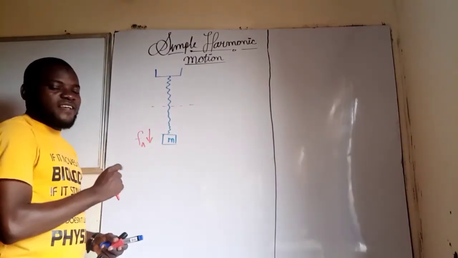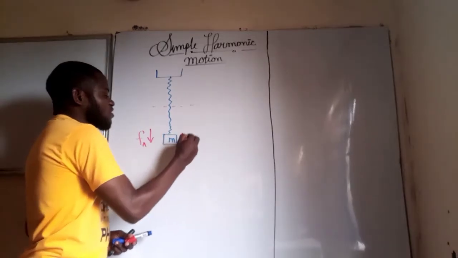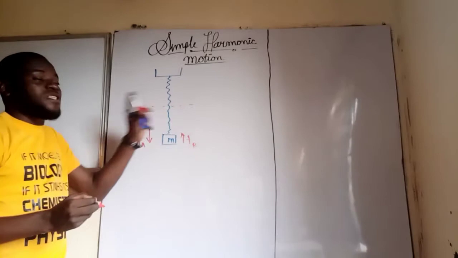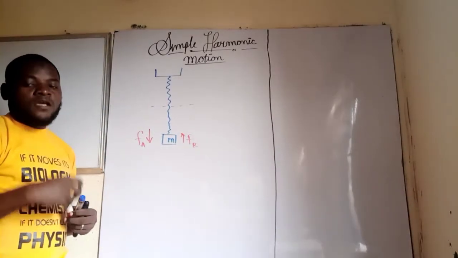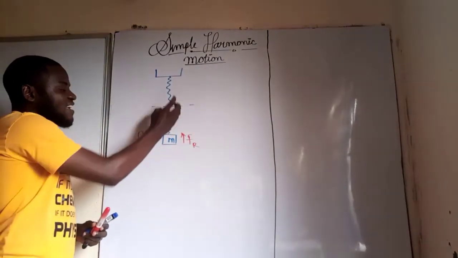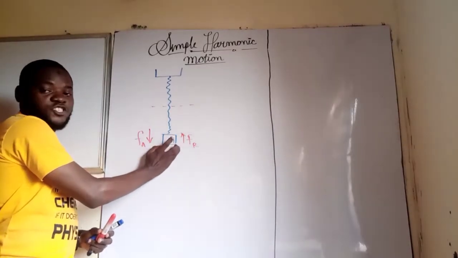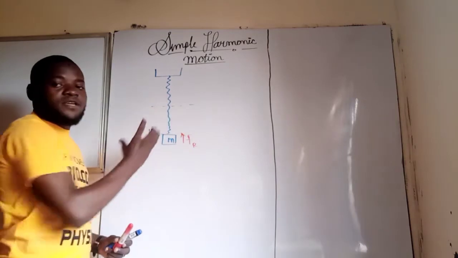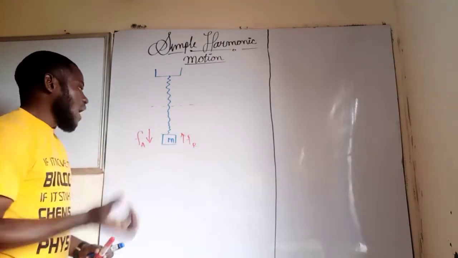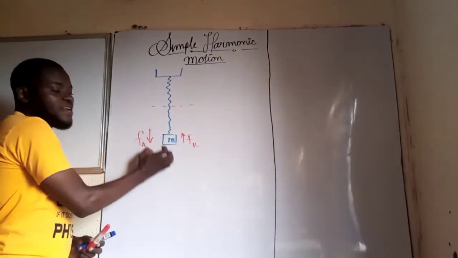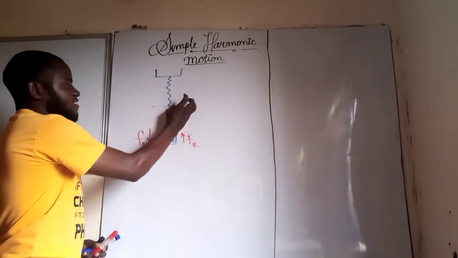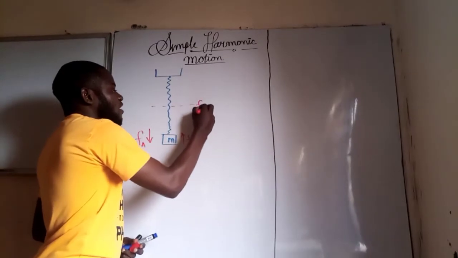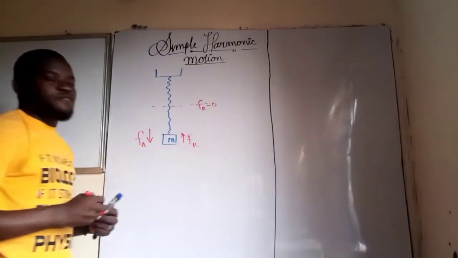Before releasing this mass, there is a certain force known as the restoring force that wants to take this body back to the equilibrium position. The applied force is taking the body away from the equilibrium position. The restoring force is ready to take the body back to equilibrium position. Now, by the time I release this mass, the restoring force is going to take the body back to equilibrium position, and once it gets to equilibrium position, the restoring force becomes zero.